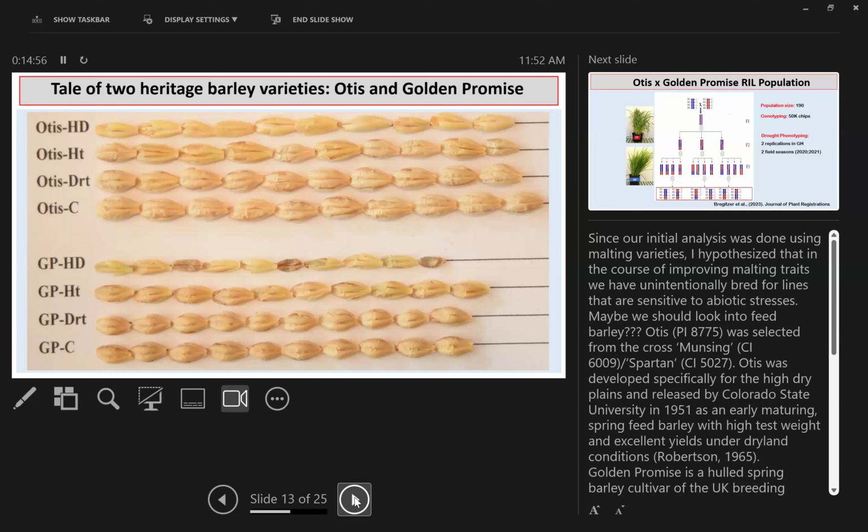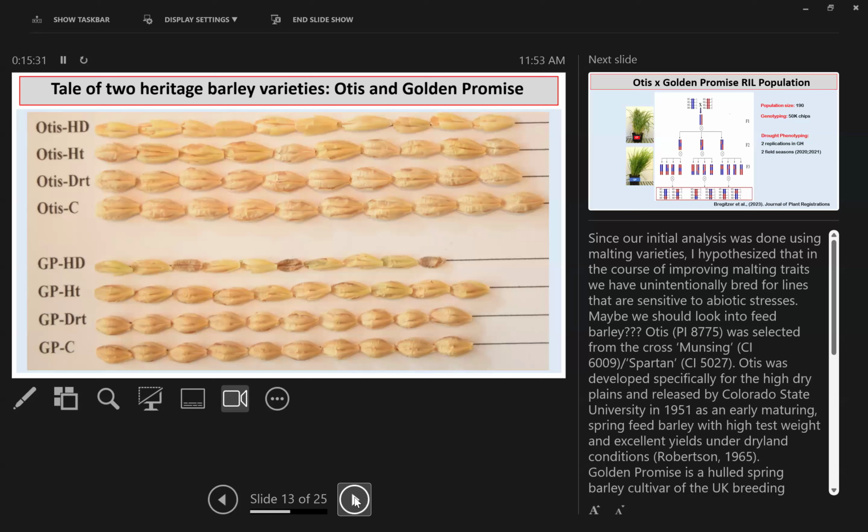So now switch gears, talk about 2 other related projects. One of them is looking at these heritage barley varieties like Otis and Golden Promise. When we did all the screening for heat and drought stress, I realized that all of this work was done using malting barley varieties. So I was like, well, maybe there is something out there in the feed barley varieties, because I know there has been a lot of history in terms of feed barley variety development for dryland conditions. So there must exist some germplasm in the US collection somewhere, which is tolerant to heat and drought.